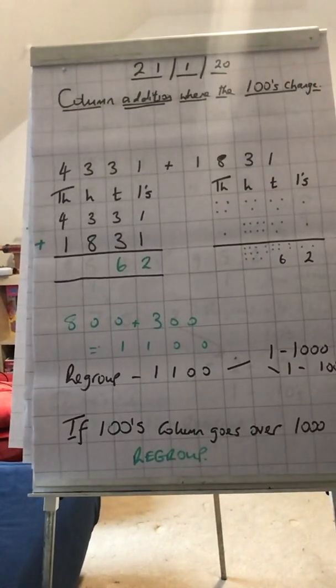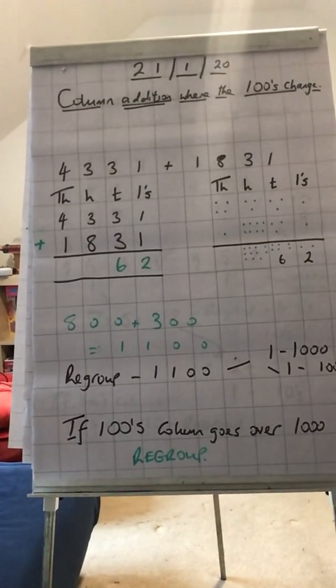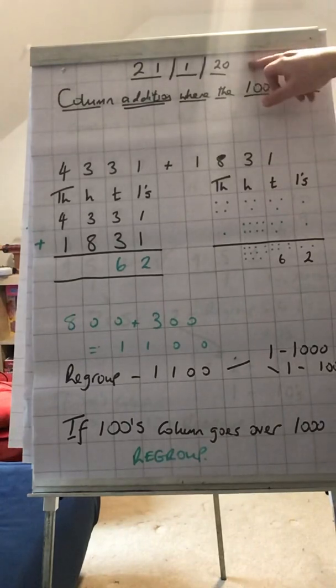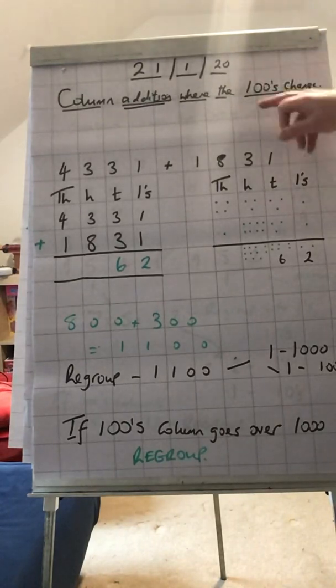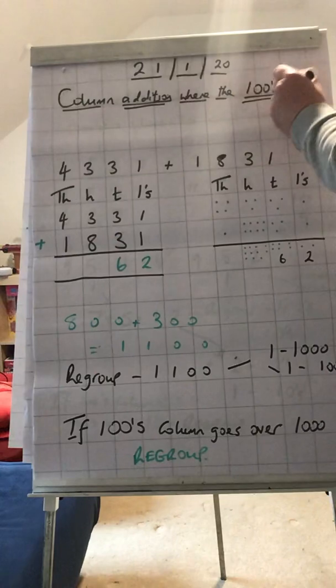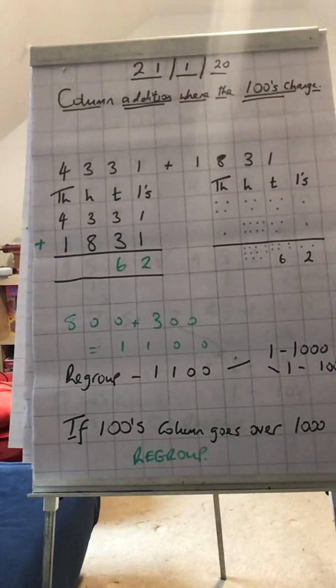So good morning, Woodpeckers. This is the last lesson this week on column addition that I'm teaching you. We're on Thursday the 21st of January, and this time we are looking at the hundreds column. That's the one that's going to change when we do our column addition.